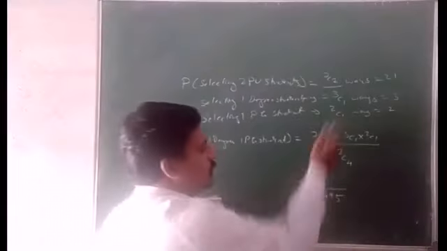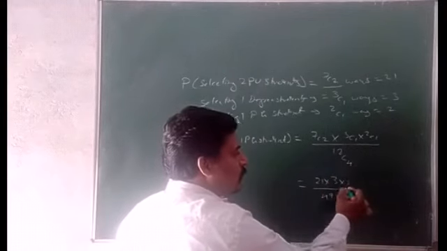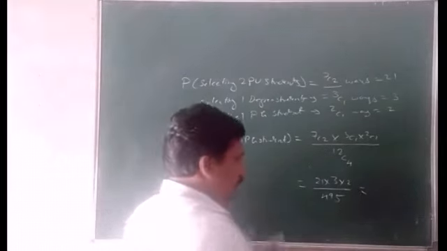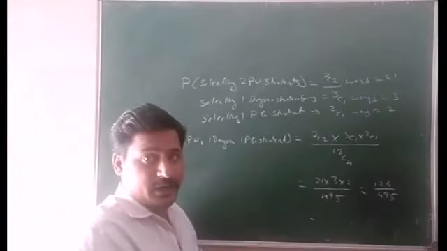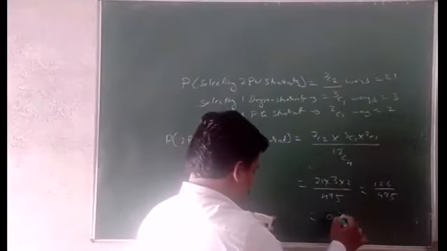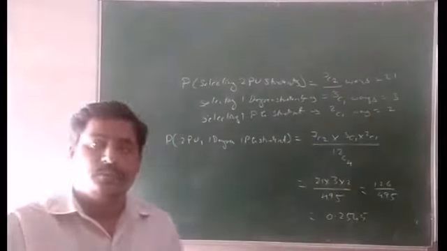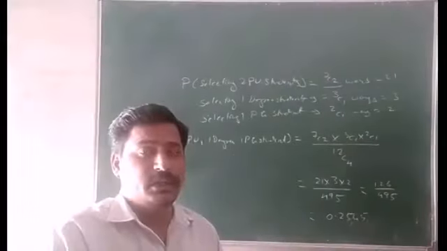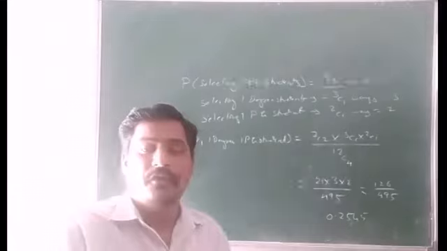Now this 7C2 is 21, into 3C1 is 3, into 2C1 is 2. So 21 into 3 into 2 is 126, divided by 495. If you reduce that, 126 divided by 495 is equal to 0.2545. So the probability of forming a team which contains 2 PU students, 1 degree student and 1 post-graduation student is 0.2545.